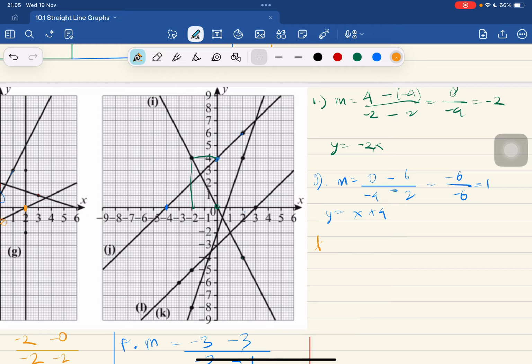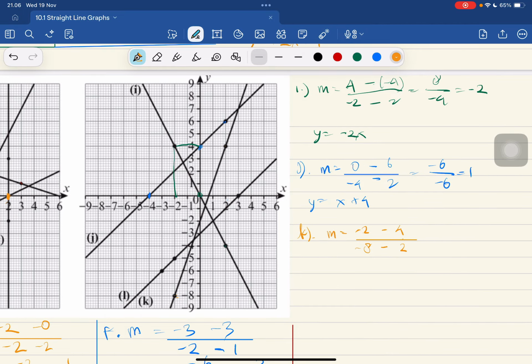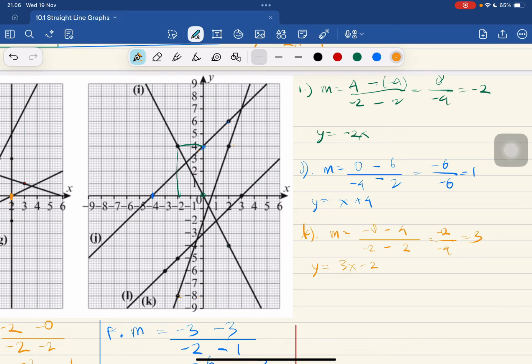Now is K. Find the gradient. Where is K? Here, this is the K. J, K, L. K. Okay, here y is minus 2 and x is minus 8. We minus both of them. Second y, let us use 4 and 2. So minus, let's check it again. This is y. Y is minus 8. So we write it here minus 8, minus 2. So minus 12 divided by minus 4, which is 3. So we write it y equal to 3x. And then y-intercept is minus 2. Minus 2.